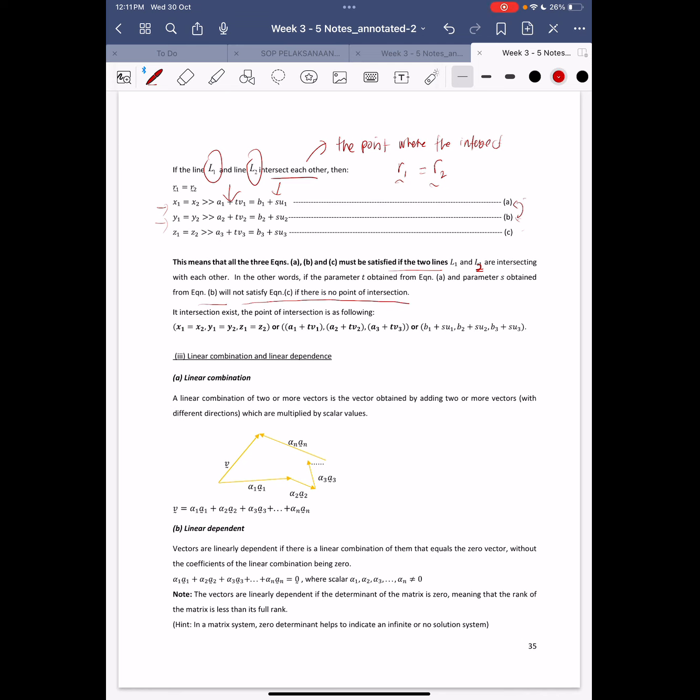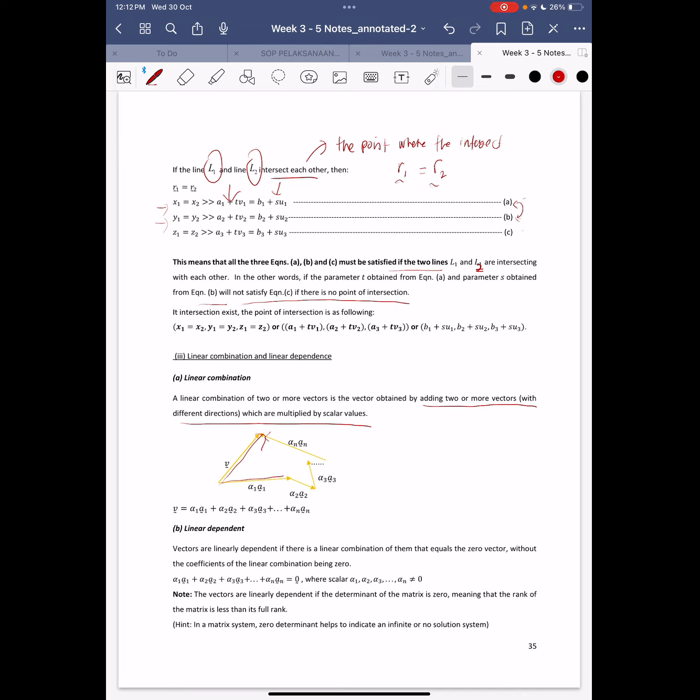Alright, and next we go on to the linear combination. A linear combination of two or more vectors is a vector obtained by adding two or more vectors with different directions, which are multiplied by scalar values. So let's say the formula, we want to find V1: scalar alpha 1 times A1 plus alpha 2 times A2 plus alpha 3 times A3, whatever vectors you want to add in, as long as it starts with the initial point and the vectors can be added up together until they reach the terminal point.